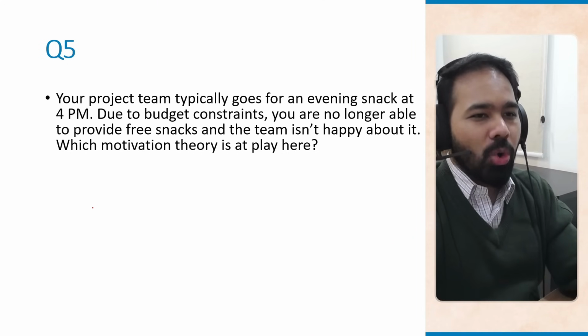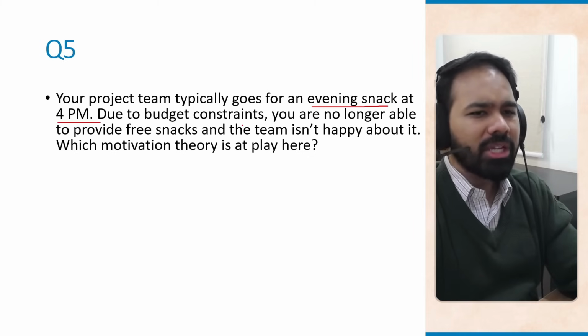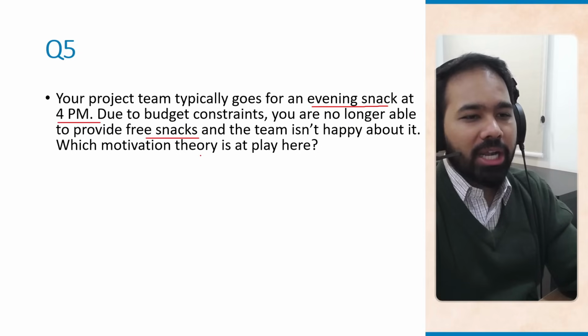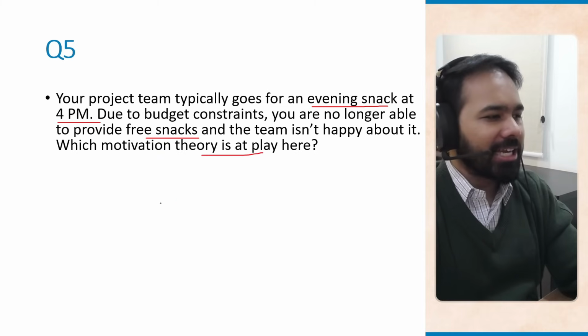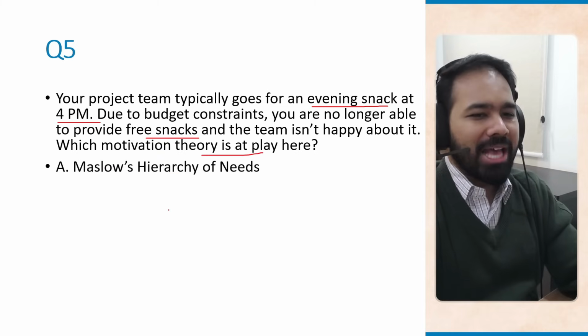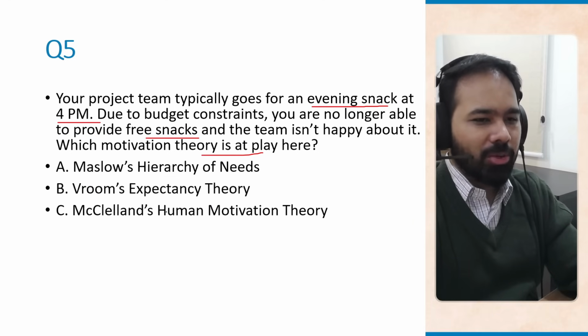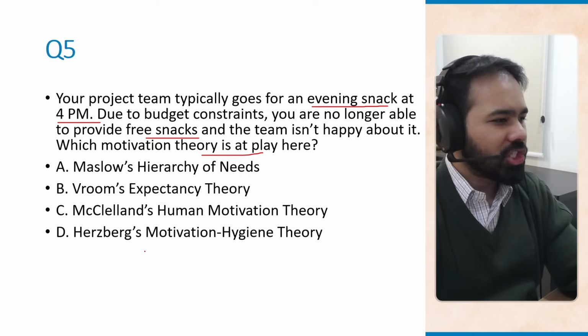All right, let's go over question number 5. Your project team typically goes for an evening snack at 4 p.m. Due to budget constraints, you are no longer able to provide free snacks, and the team is not happy about it. Which motivation theory is at play here? Okay, Maslow's hierarchy of needs, Vroom's expectancy theory, McClelland's human motivation theory, or Herzberg's motivation hygiene theory.